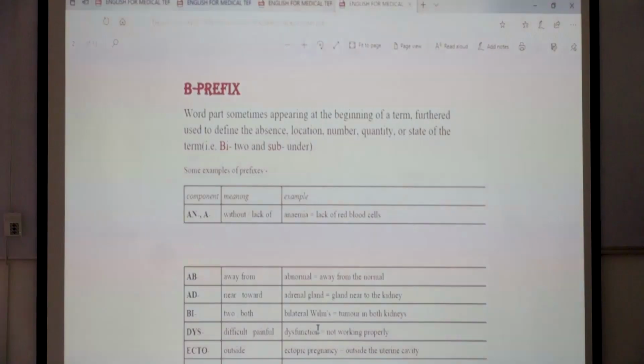Ectopic pregnancy, ectopic filling, you see, outside. Ectopic pregnancy is outside of the uterine, while ectopic filling mean that outside of the root, you see. Ectopic infection, outside of the place happened that infection.